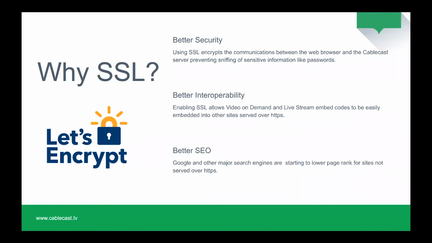There's a couple reasons. It provides better security, so especially for things like passwords. You don't want those being sniffed out at a Wi-Fi when you're at the coffee shop. More importantly, probably for all of you as content providers, is better interoperability. Let's say hosted on WordPress or Squarespace or some other kind of platform, and you want to embed a player, almost all of those sites are going to be served over HTTPS. And nowadays, your content also has to be over HTTPS, or you won't be able to embed your content in those sites. So having SSL built into Cablecast allows for better interoperability with especially things like the public site and the video on demand players.